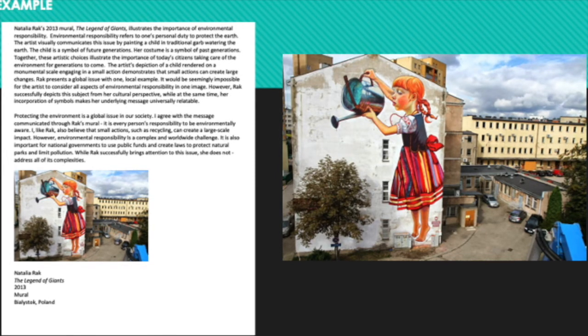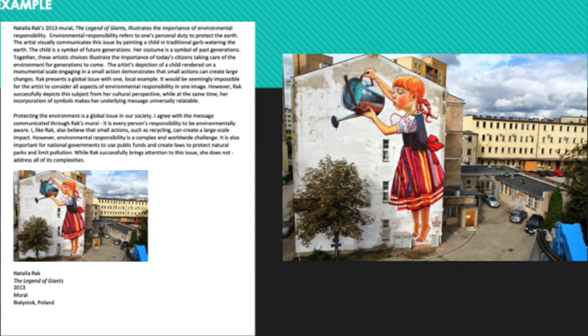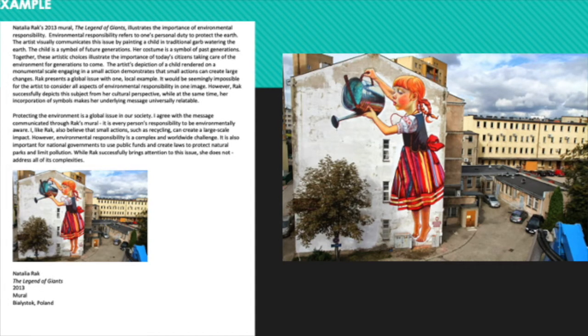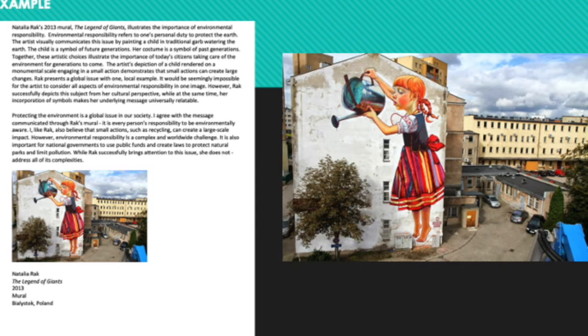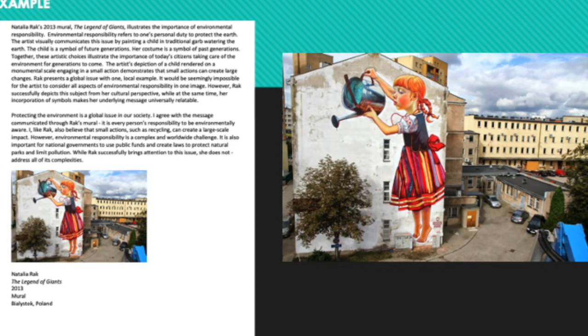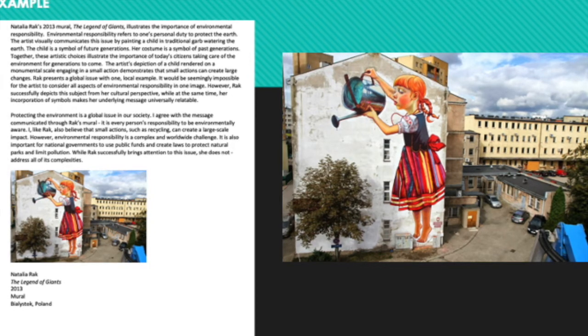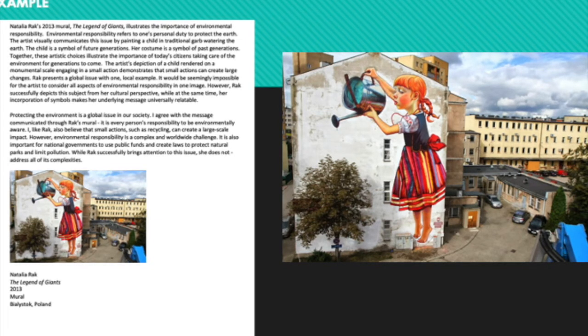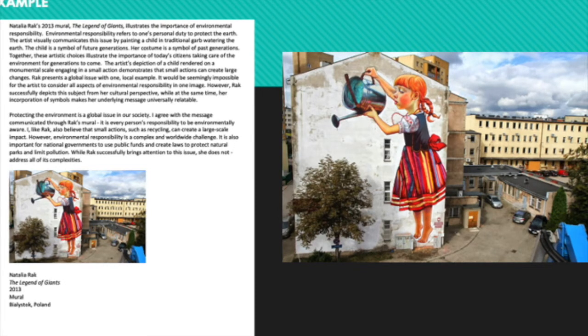So now let's look at what I've done here. In the first sentence, I introduced the artist, the time it was created, what type of artwork it was, the title of the artwork, and then the issue that this artwork addresses. In this case, it's environmental responsibility. Then I go on to define the issue and state environmental responsibility refers to one's personal duty to protect the earth. So remember, always define your terms.